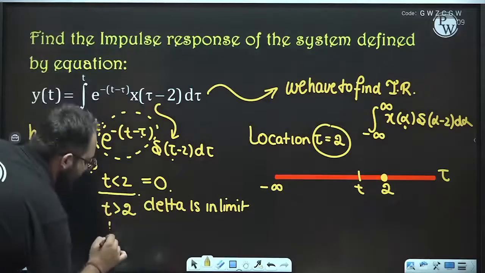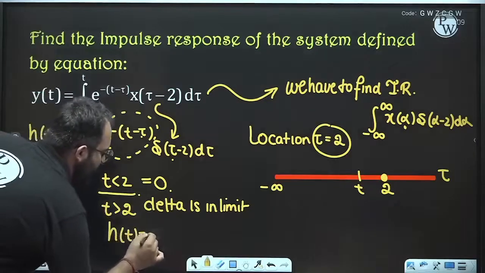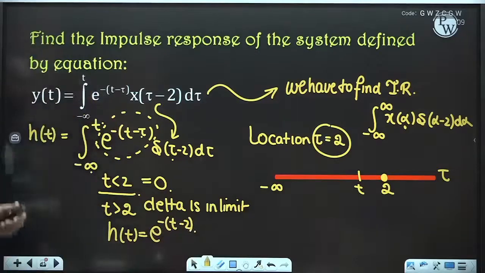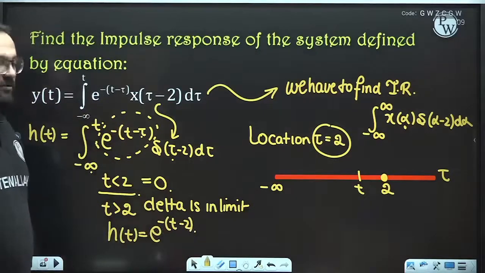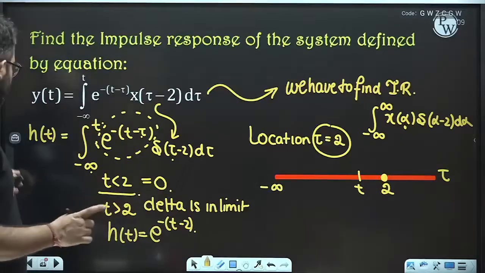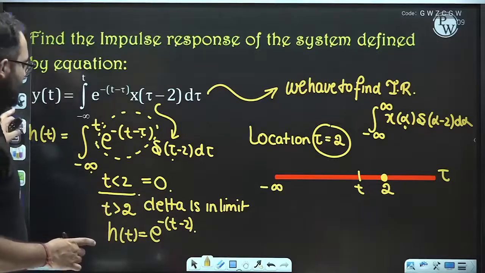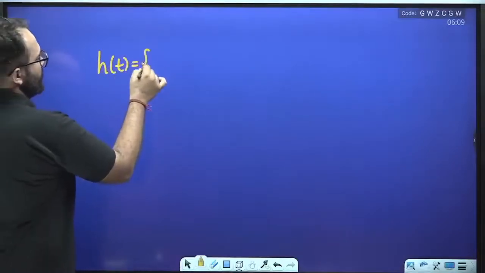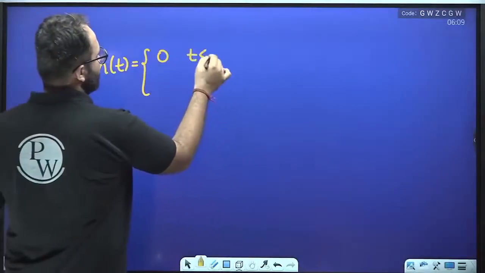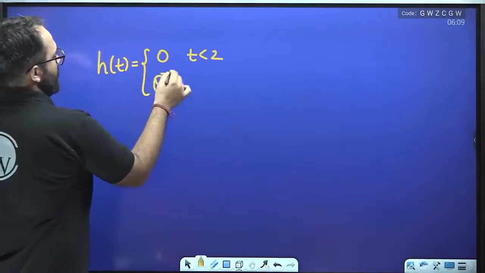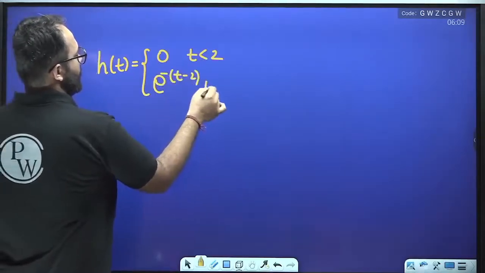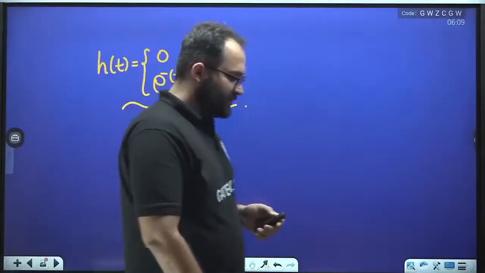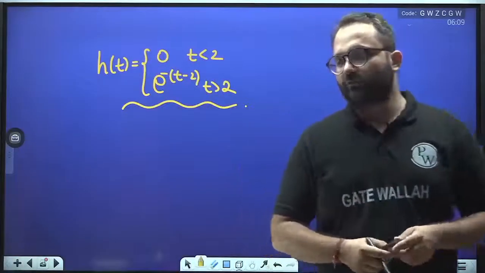So we can see that the impulse response will be equal to e to power minus t minus. Okay, so this is the result that we get. What is the final result? Finally, we have this: the impulse response is equal to 0 if t is less than 2, and the exponential expression if t is greater than or equal to 2. So you got the result, and you got the method also for how to solve these questions.